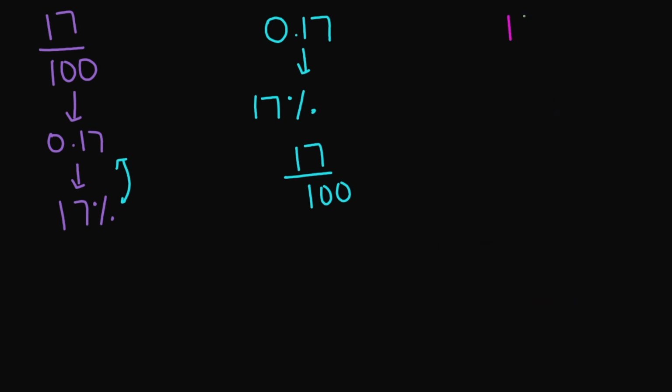And then let's say you had your 17%, how do I turn it into a fraction? We just did that. This is going to be 17 over 100. And then as a decimal, this is going to be 0.17.